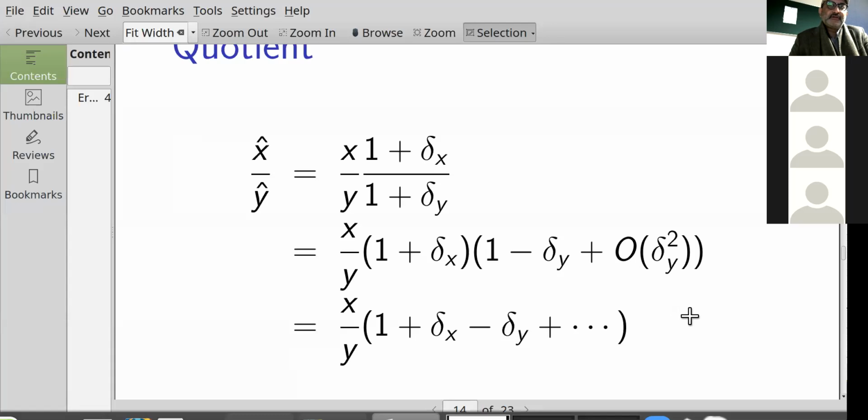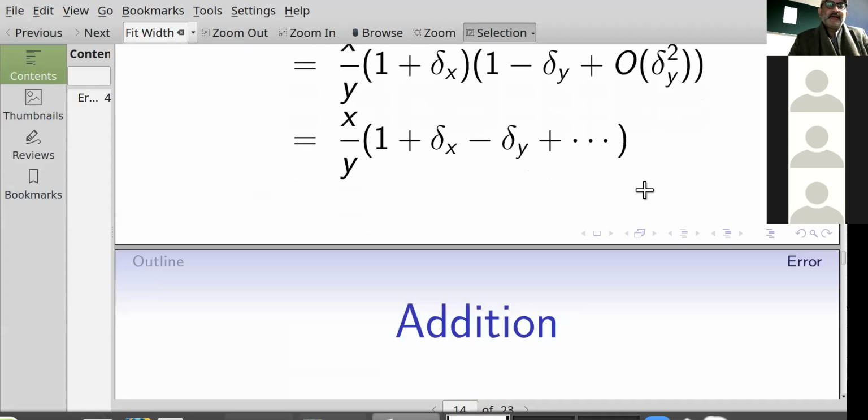Okay? So what is the approximation for the relative error here? Can anyone tell me? Oh, 1 plus delta x minus delta y. Okay, no. The relative, so you will have 1 plus, and then the lowest order terms are the relative error. So the relative error would be delta x minus delta y. Okay? All right.